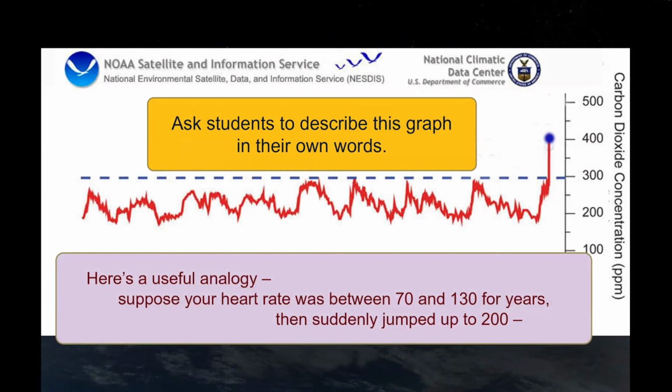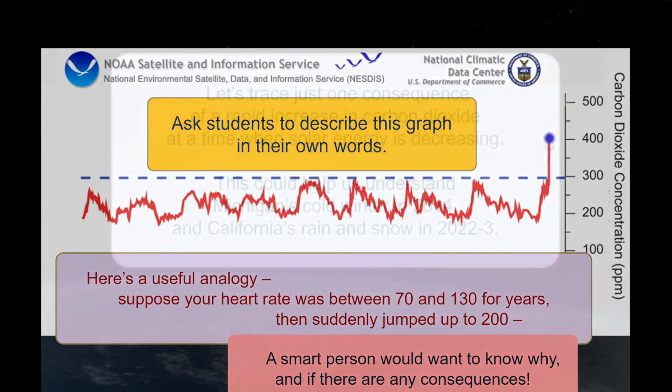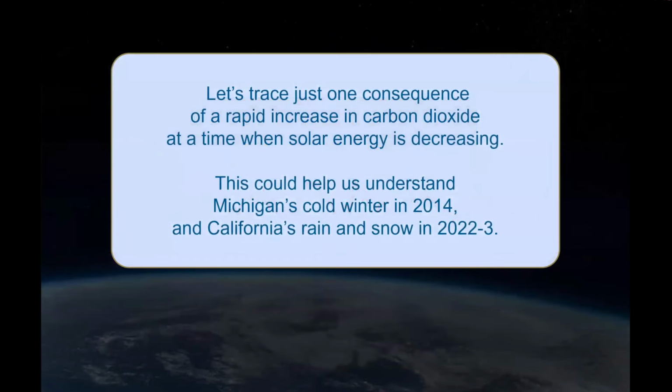Here's a really useful analogy. Suppose your heart rate was between 70 and 130 beats per minute for years, and then suddenly jumped up to 200. If you've got any sense, you're going to want to know why and if there are any consequences of that. I'd like to trace just one consequence.